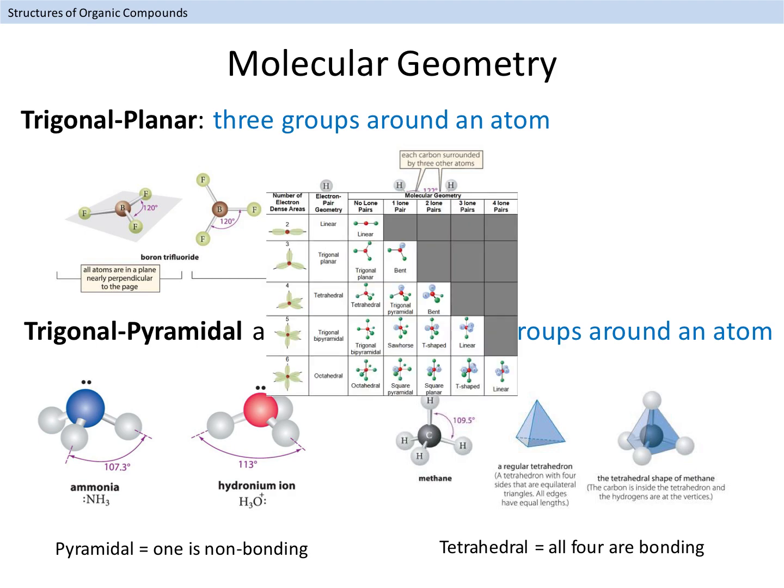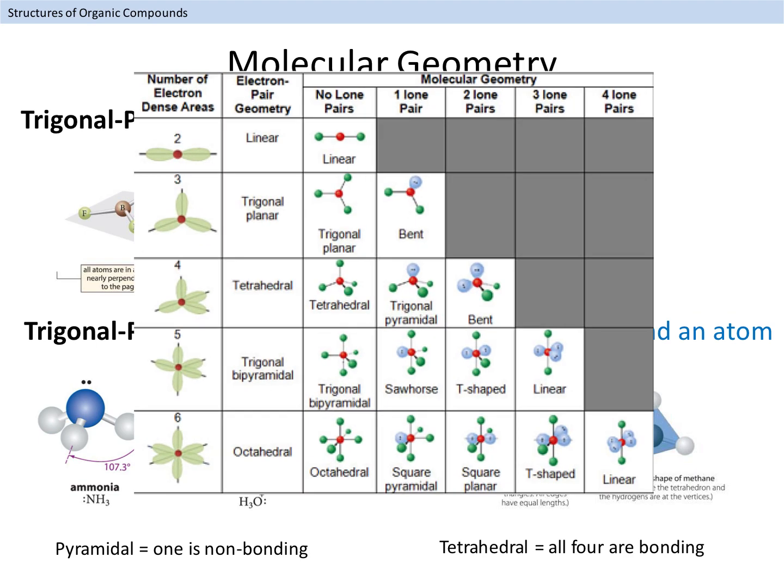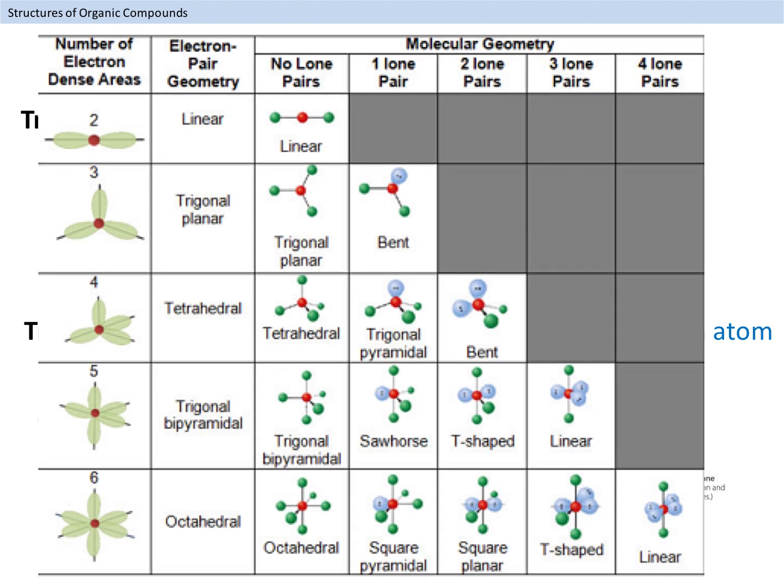To summarize, there are three principal geometries we have discussed. First, when a central atom has two groups around it, we get a linear geometry. The bond angles are 180 degrees. Second, when a central atom has three groups around it, we get a trigonal planar geometry. The bond angles are 120 degrees. If one of the groups in a trigonal planar geometry is a non-bonding electron pair, the shape of the molecule is described as bent, and the angles are still 120 degrees.